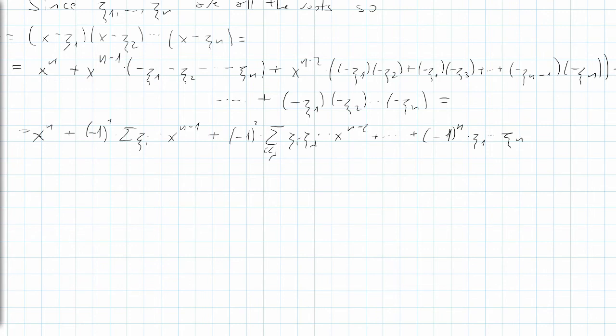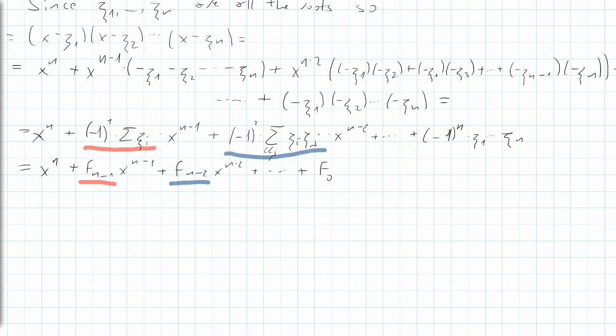On the other hand, we know that the polynomial f has the form x to the n power plus f n minus 1 x to the n minus 1 power plus f n minus 2 x to the power n minus 2 and so on, finally f 0. Now the two polynomials are equal if and only if all the coefficients are equal. So this coefficient must equal this coefficient. This coefficient must equal this coefficient. And so on, this one must equal this one.